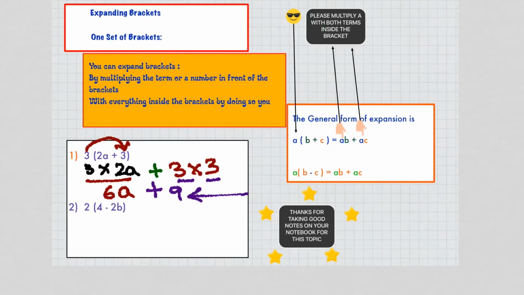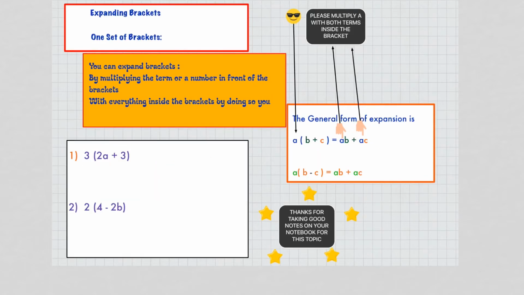And the same rule applies for the negative. If you have a negative sign inside the bracket, then we have ab, and then that's going to be minus ac. A times b is ab, then a times c is minus ac. The rule is the same, the only difference is that you have the minus sign, whereas in the positive one you have the plus sign.